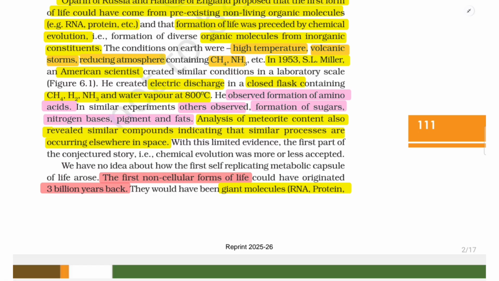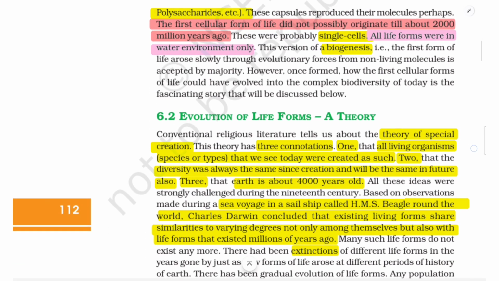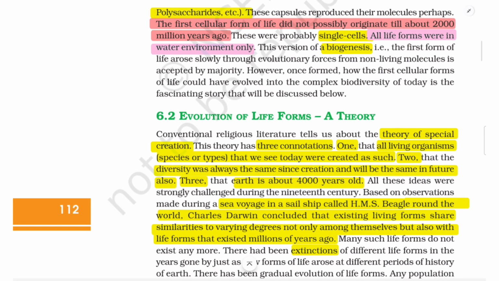With this limited evidence, the first part of the conjectured story, that is chemical evolution, was more or less accepted. We have no idea about how the first self-replicating metabolic capsule of life arose. The first non-cellular forms of life could have originated 3 billion years back. They would have been giant molecules, RNA, protein, polysaccharides, etc. These capsules reproduced their molecules perhaps.